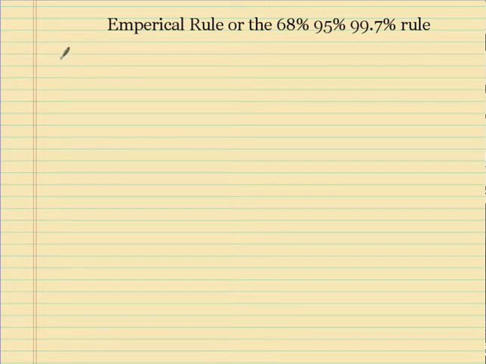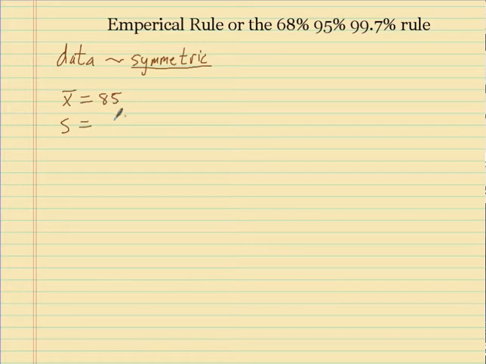So let's start off and just say that we have some data, and the data has to be symmetric. It does not work if it's not symmetric, and you'll learn more about why later. So, say I have this data and it's symmetric, and let's say that the average of that data is 85. And let's say the standard deviation is, let's make it fairly simple, 7.